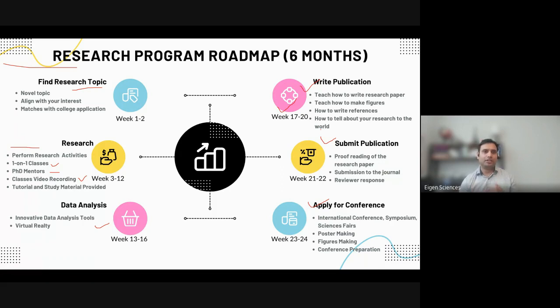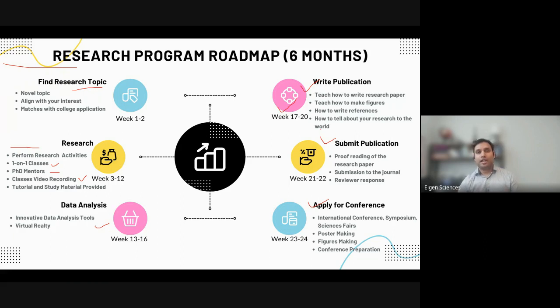In the publication part, how to make figures, how to write a research paper, how to write the introduction, methods, results and discussion, references, conclusion, everything we will show you. It's not like you are alone; we will write it together. First, I will ask you, can you write 5 to 10 lines about coronavirus? You will write those this week and I will correct them.